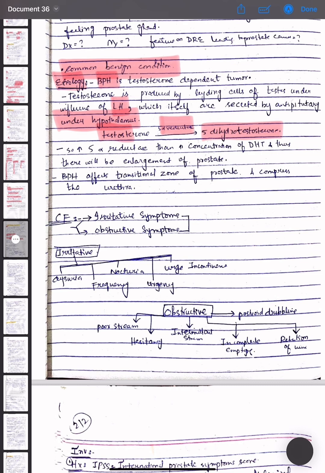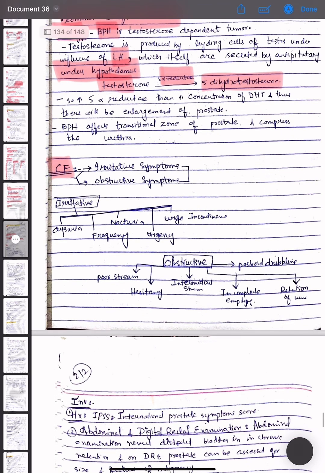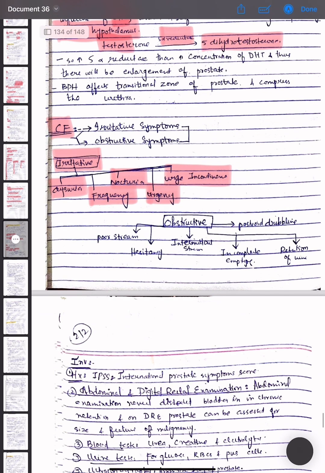The clinical features are irritative symptoms and obstructive symptoms. The irritative symptoms are dysuria, frequency, nocturia, urgency, and urge incontinence. The obstructive clinical features are poor stream, hesitancy, intermittent stream, incomplete emptying, post-micturition dribbling and retention of urine.